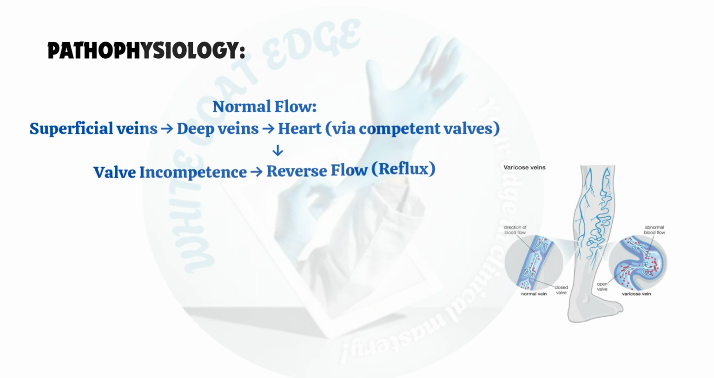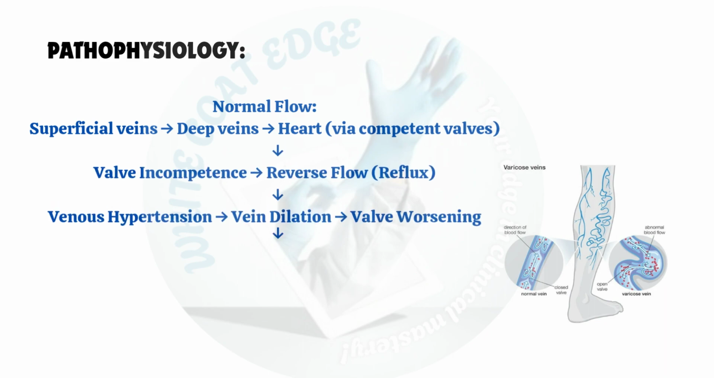Pathophysiology. In a normal human being, blood flows from superficial veins to deep veins and then to the heart via competent valves. But in varicose veins, due to valve incompetence, there is reverse flow or reflux, which causes venous hypertension and then venous dilation and valve worsening. If the cycle continues, it causes skin changes and ulceration, causing deep vein damage too.